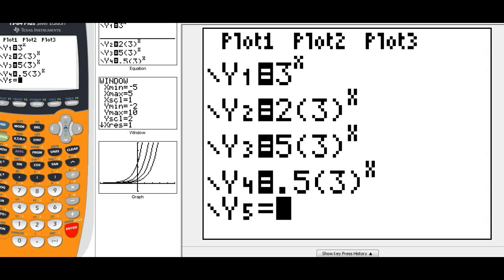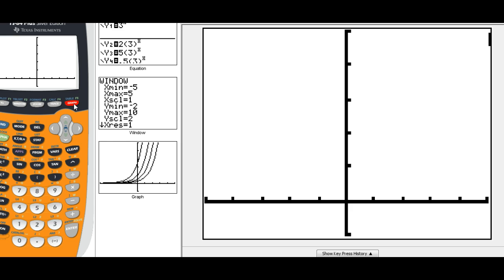All right, so we type these equations in. y1 is 3 to the x, y2 is 2 times 3 to the x, y3 is 5 times 3 to the x, and y4 is 0.5 times 3 to the x. Change our window setting, maybe so we have an x max of 10 and a y max of 10 instead of 20. And then let's hit graph.